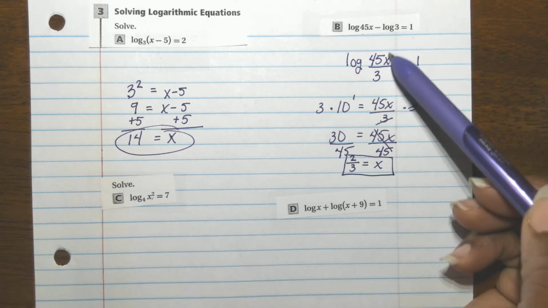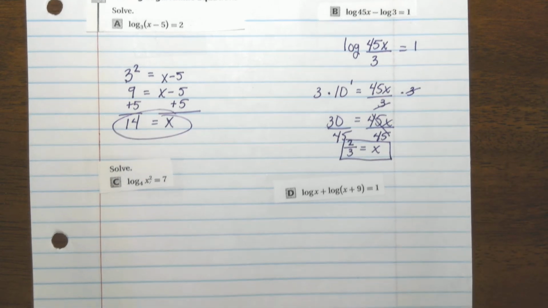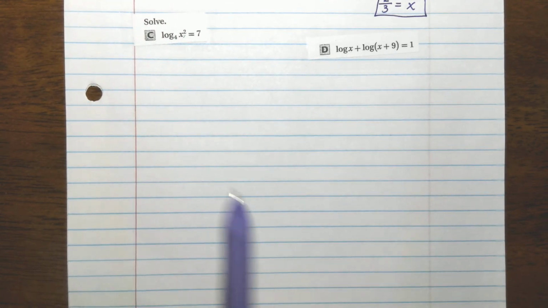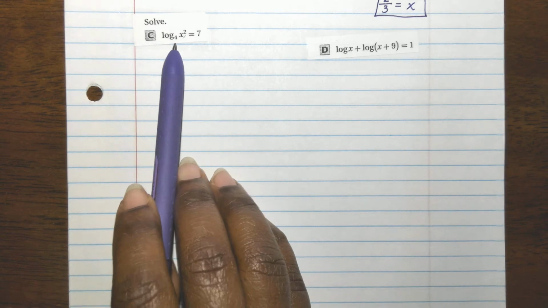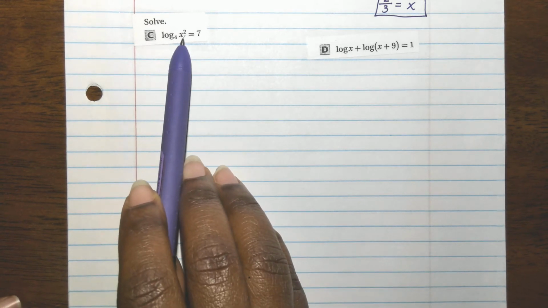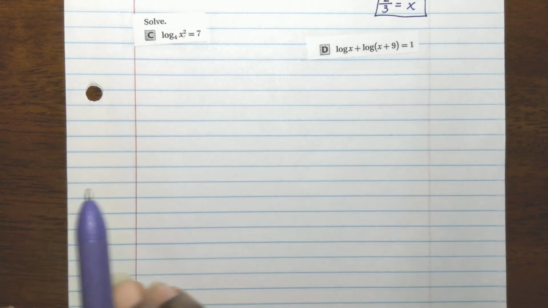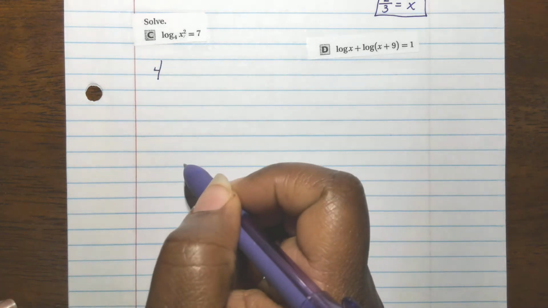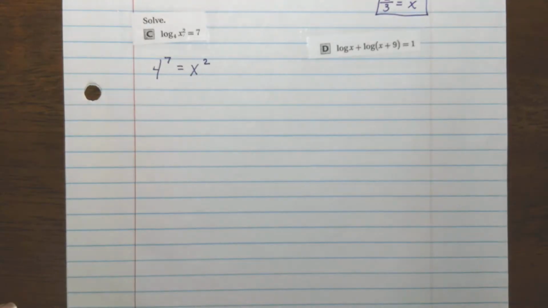So we are applying properties, and then we are rewriting as exponentials. Let's take a look at the last two, and then you guys will have time to practice. Please feel free to pause anytime you need to in order to catch up with my calculations. All right, for question C, here I have that log base 4 of x squared is equal to 7. I am again going to apply the same principles. I'm going to rewrite this as an exponential equation. My base is 4, my power is 7, and that is going to equal x squared.